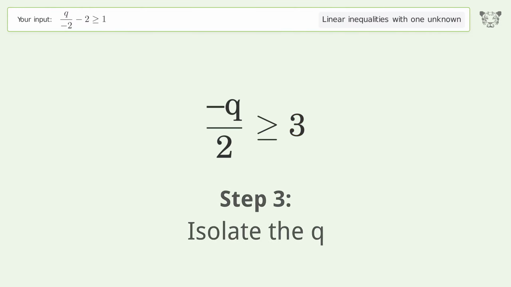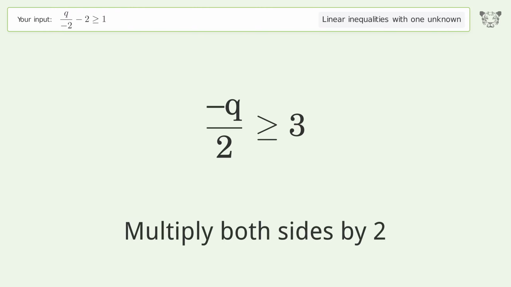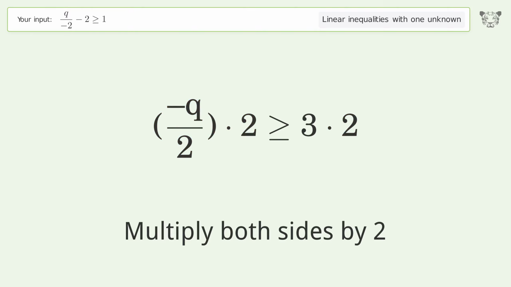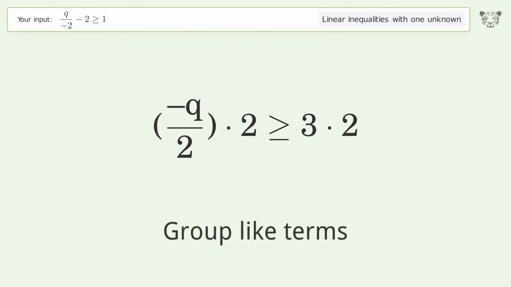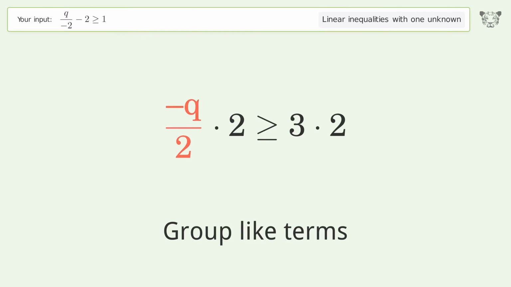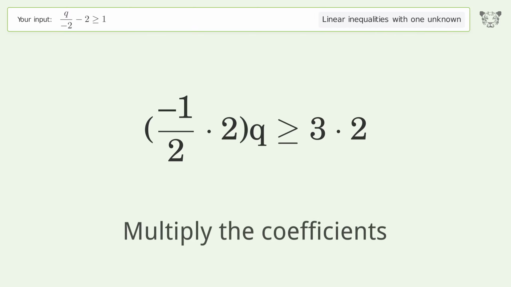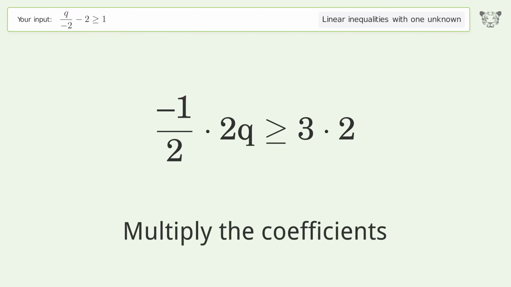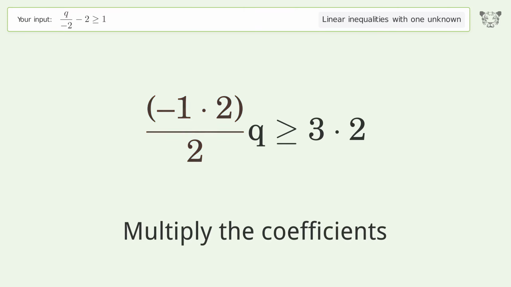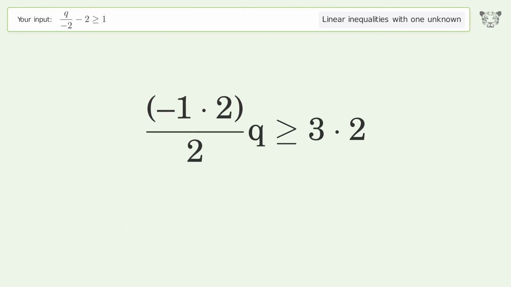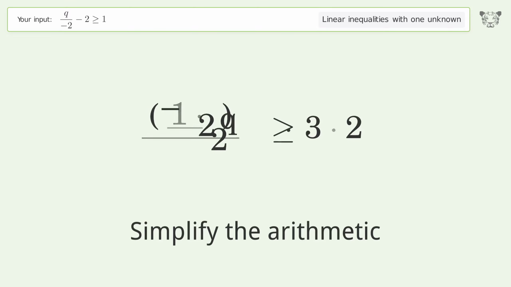Isolate the q. Multiply both sides by 2. Group like terms. Multiply the coefficients. Simplify the arithmetic.